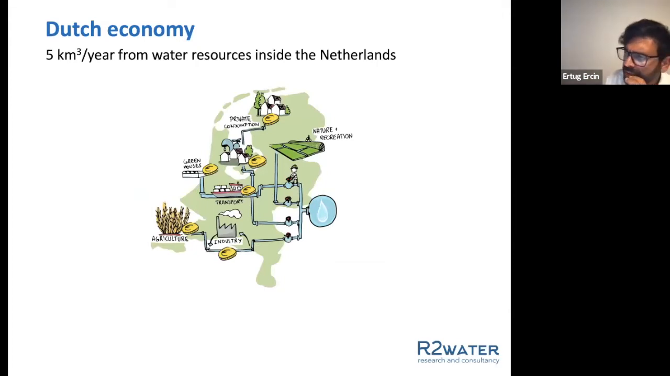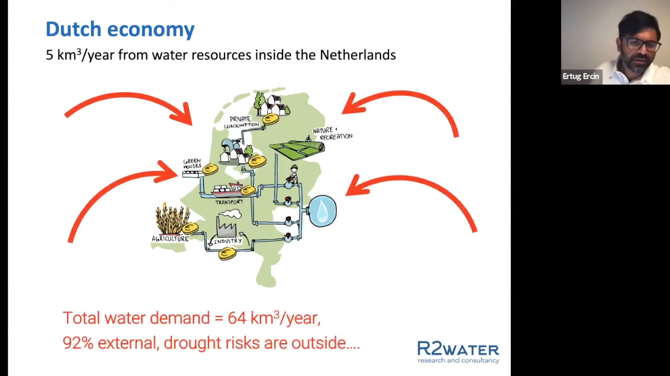This is about one application of water footprint. So this is the map of the Netherlands, and the Netherlands is a water-rich country, as we spoke. Approximately it uses 5 cubic kilometers of water, which is 5,000 cubic meters, which is 5 million liters, approximately 1.2 million gallons. Its internal use is 5 cubic kilometers, but its total water demand is 64 cubic kilometers.